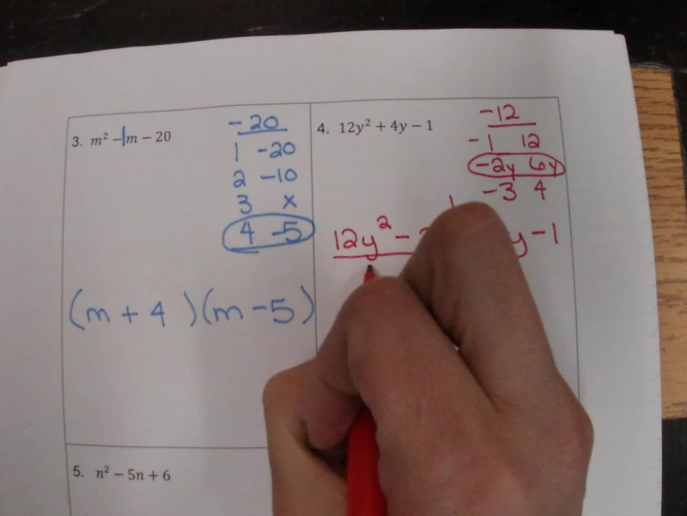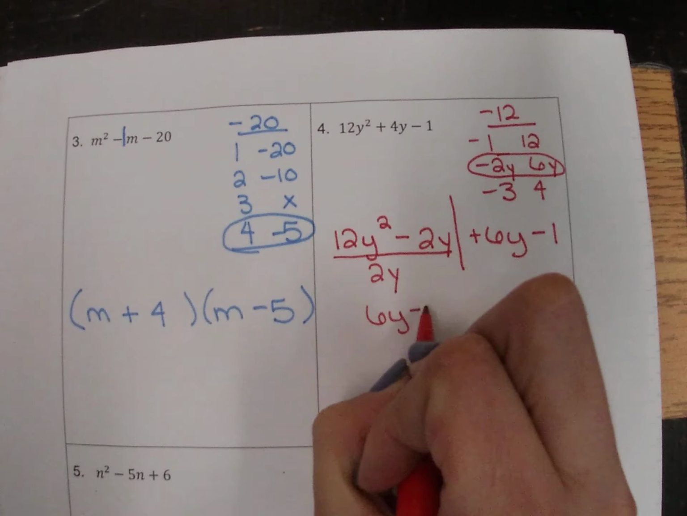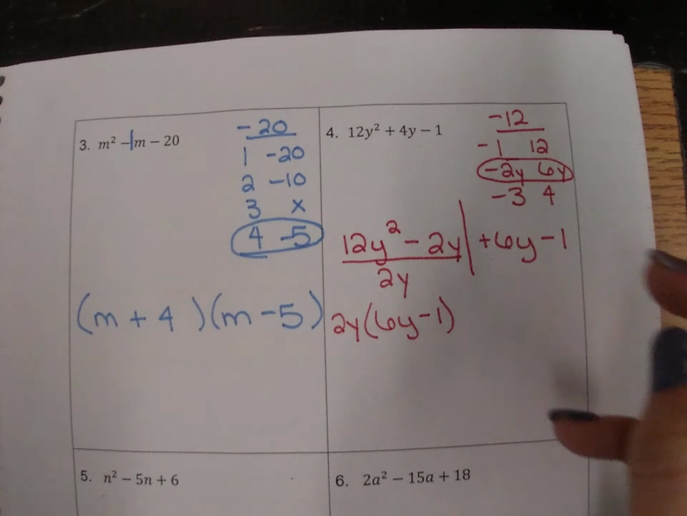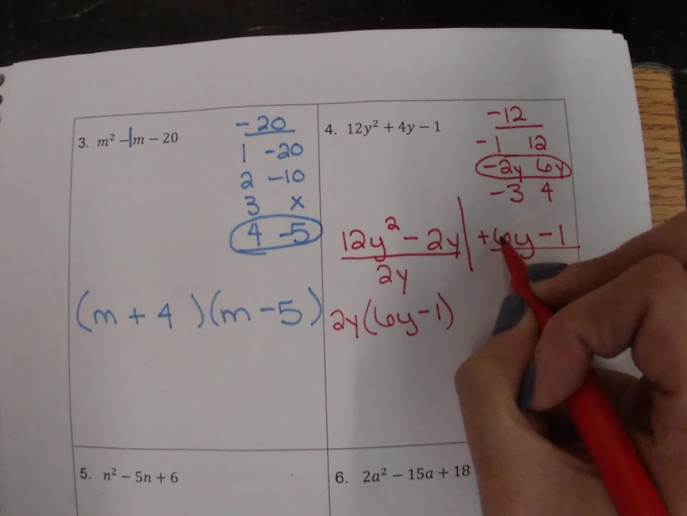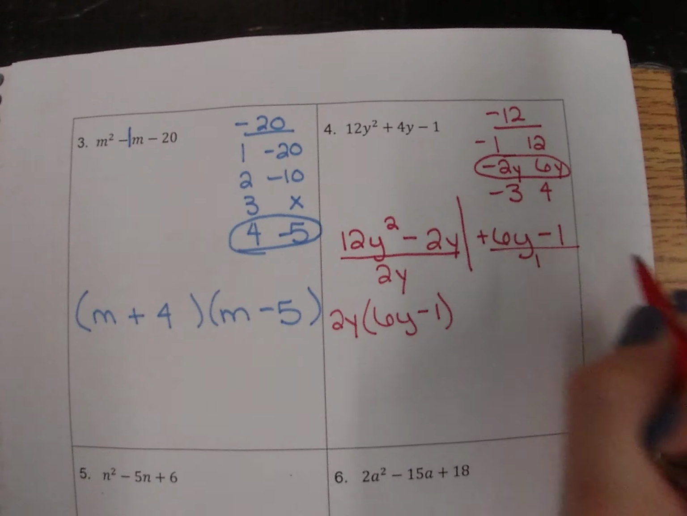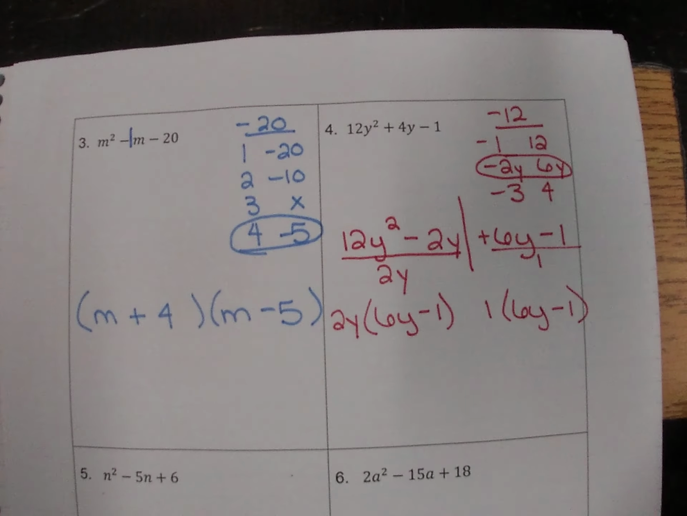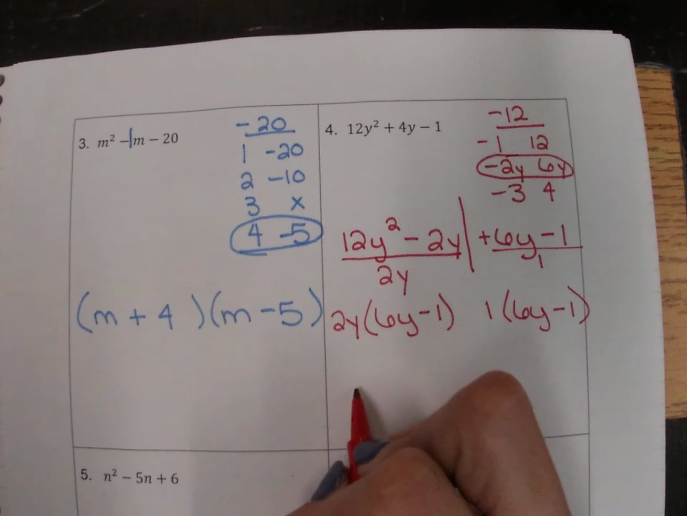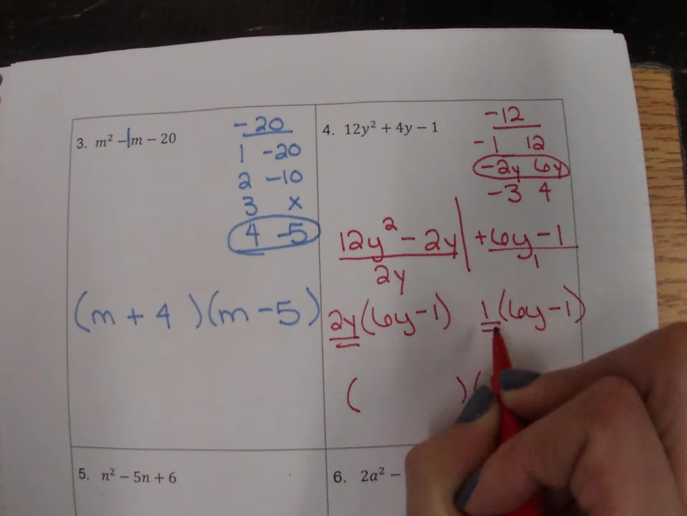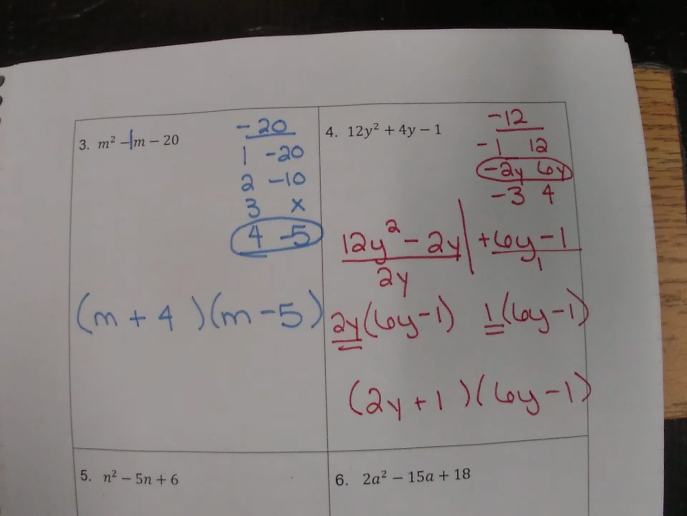On our left-hand side, we have a GCF of 2y. On our right-hand side, nothing will go into 6 that will also go into 1, and they both don't share the variable, so we just have a GCF of 1. So on our final answer, we'll write in 2 binomials where our GCFs go together, so a 2y plus 1 and a 6y minus 1.